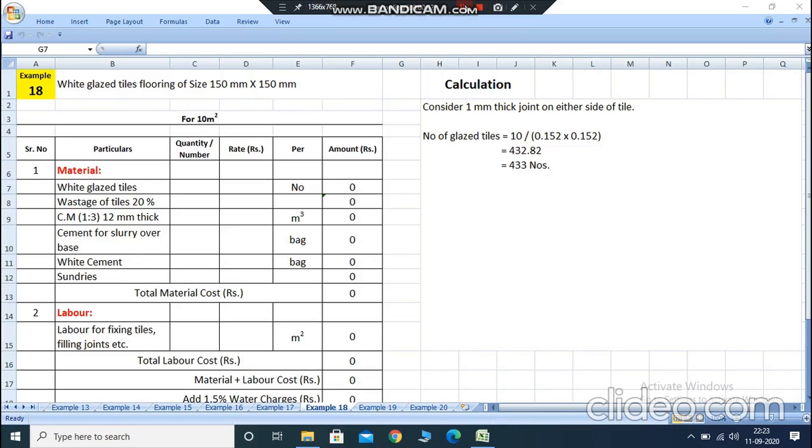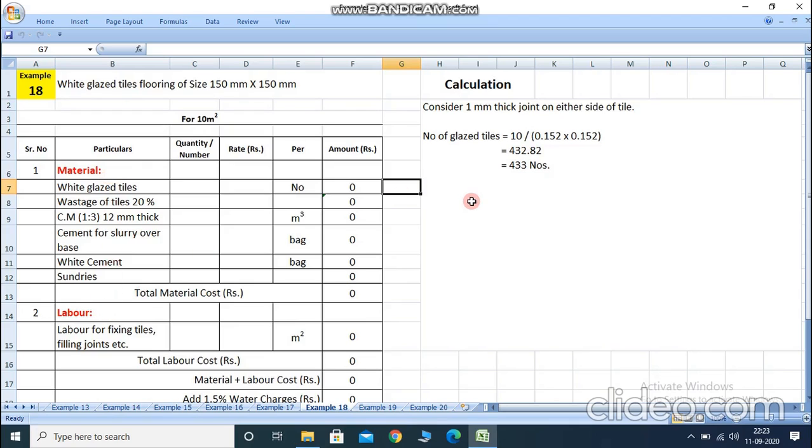Hello students, today we start a new example, number 18 of the chapter Rate Analysis. In example 18 we discuss white glazed tiles flooring of a size 150 mm by 150 mm. Here we calculate the total quantity for a 10 meter square area. Two things are required: material cost and labor cost.